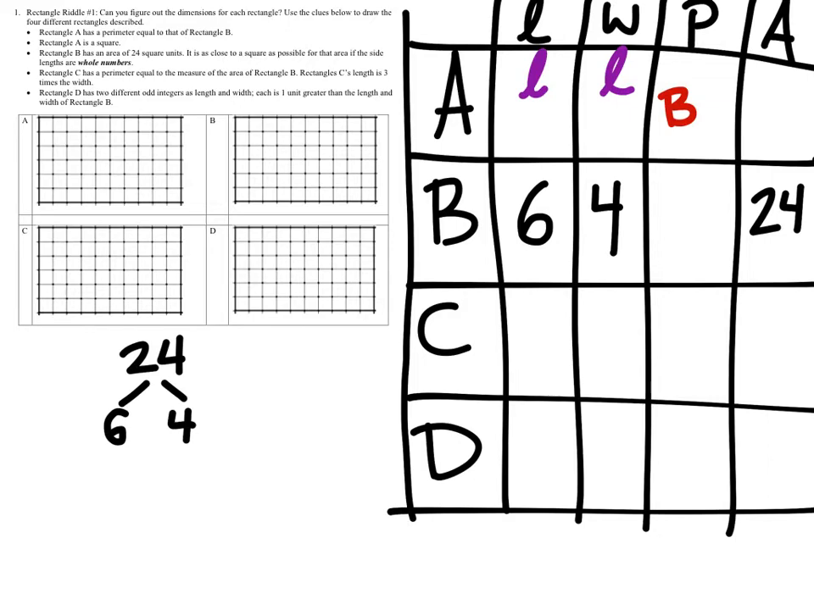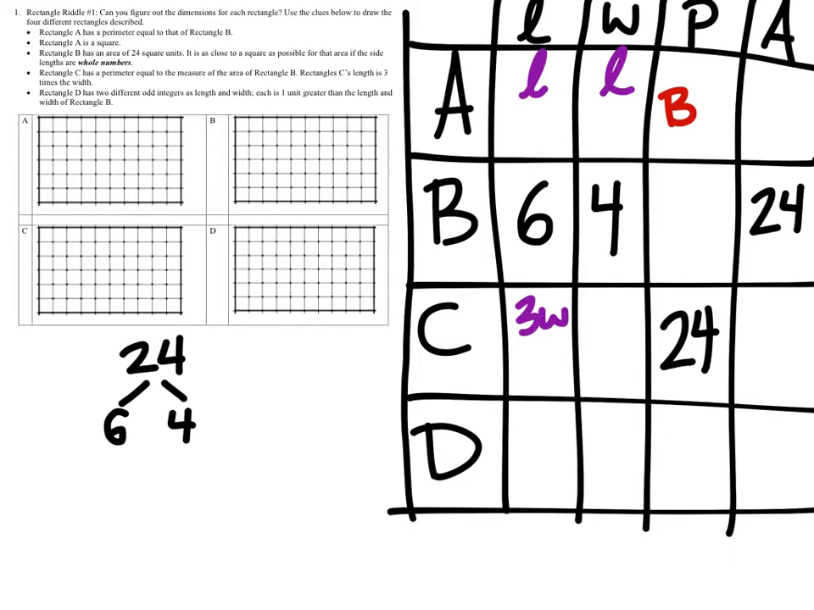Now, rectangle C has a perimeter equal to the measure of area of rectangle B. Rectangle B had an area of 24, so C's perimeter also will be 24. Rectangle C's length is 3 times the width, so its length will be 3 of the widths. Now we'll get into that later.